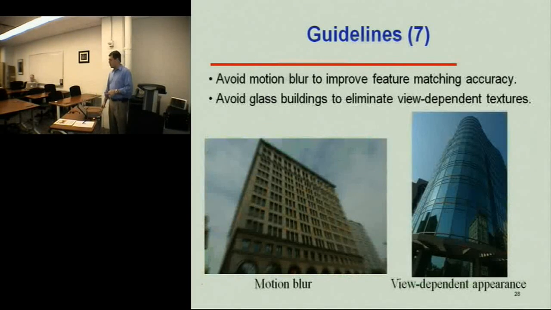And finally, you want to avoid motion blur to improve feature matching accuracy. And you want to avoid glass buildings if possible to eliminate independent texture. Now, that sounds harsh, but if you look at the image on the right, you will see that there's a reflection of the building on the lower right side. The problem is that as you walk around, that reflection tends to move greatly. It's a reflection, so you might be extracting features of something that's not truly part of the building. But it's not as bad as it sounds because as long as there are enough other features on the building that stay rigid to that building, then you're okay. So, I'm just pointing out some of the things that can go wrong, with that caveat.